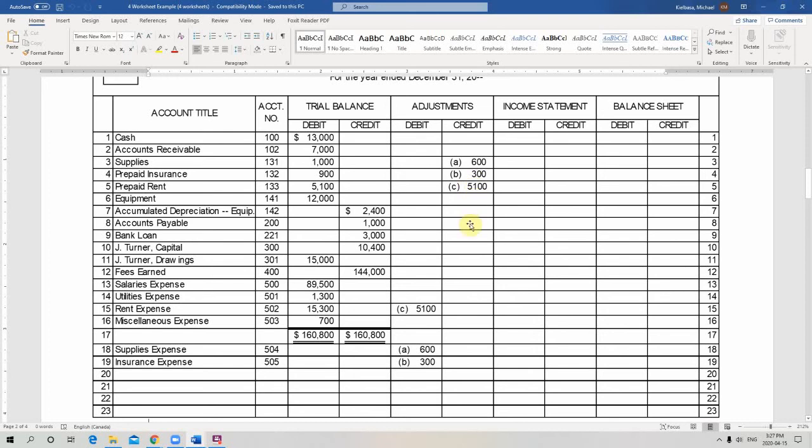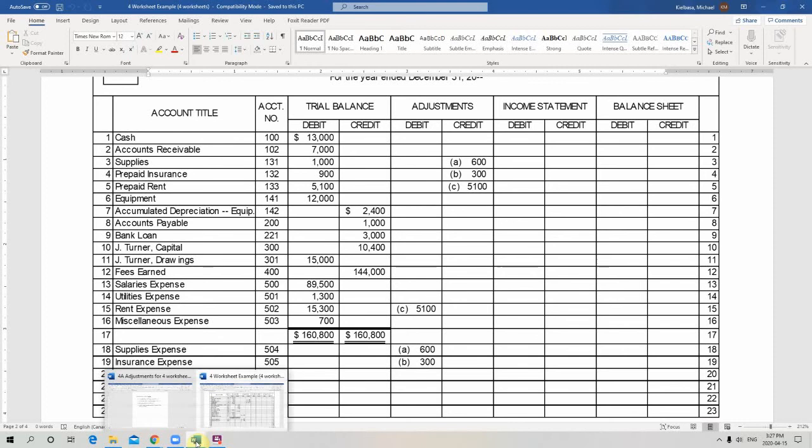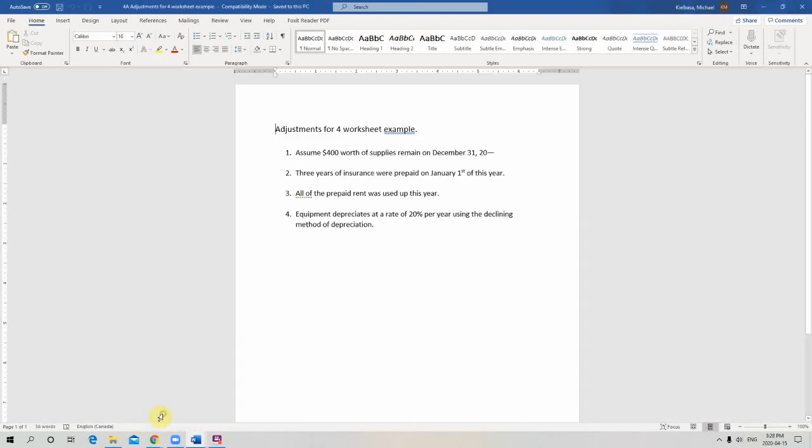Now, the next one is for depreciation. The adjustment is depreciation expense, in this case for equipment. Depreciation expense is going to be debited for an amount we're going to calculate in a second, and accumulated depreciation is going to be credited.